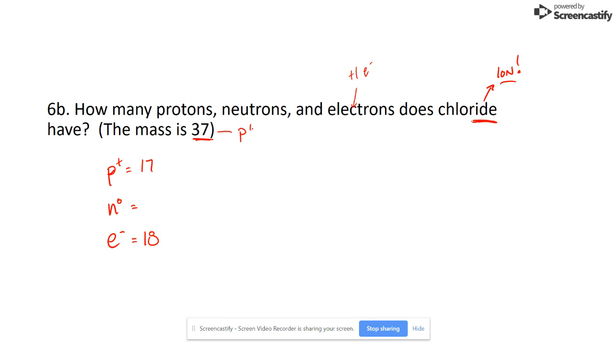And now for our neutrons, the key is that, remember, the mass is 37, and the mass is equal to our protons plus our neutrons. And so that means we need to have at least 20. Well, we have 20 neutrons for this atom.